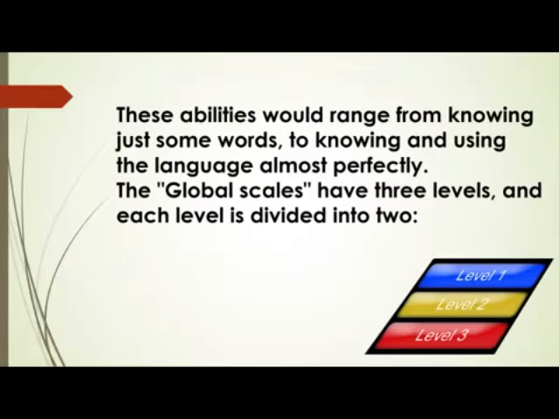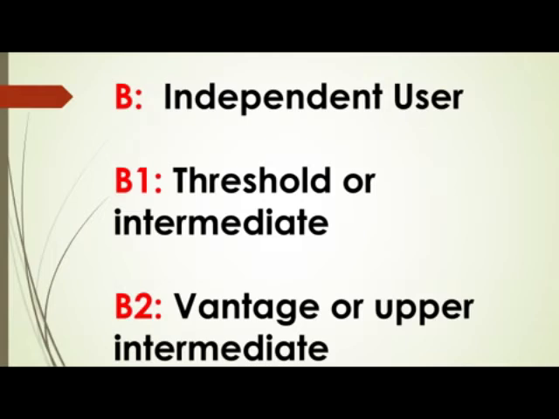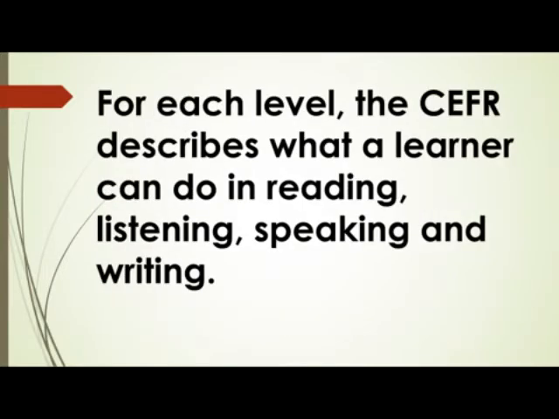The global scales have 3 levels, and each level is divided into 2. A. Basic user. A1. Breakthrough or beginner. A2. Way stage or elementary. B. Independent user. B1. Threshold or intermediate. B2. Advanced or upper intermediate. C. Proficient user. C1. Effective operational proficiency or advanced. C2. Mastery or proficiency. For each level, the CEFR describes what a learner can do in reading, listening, speaking, and writing.